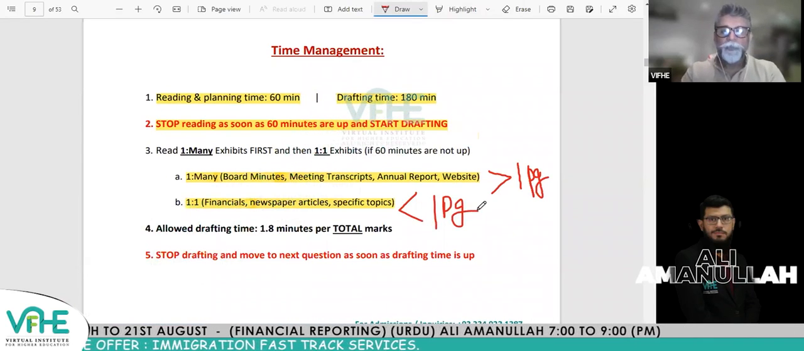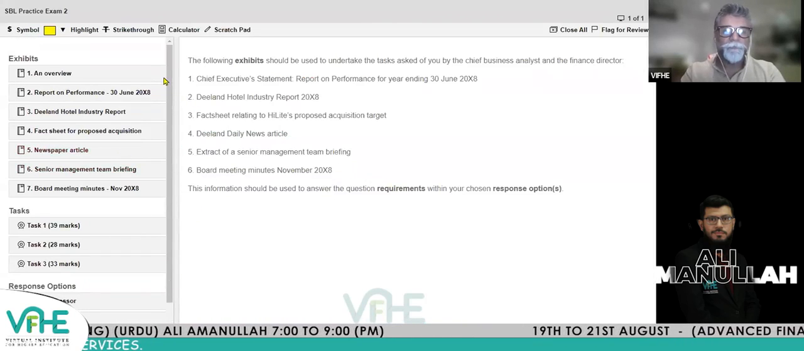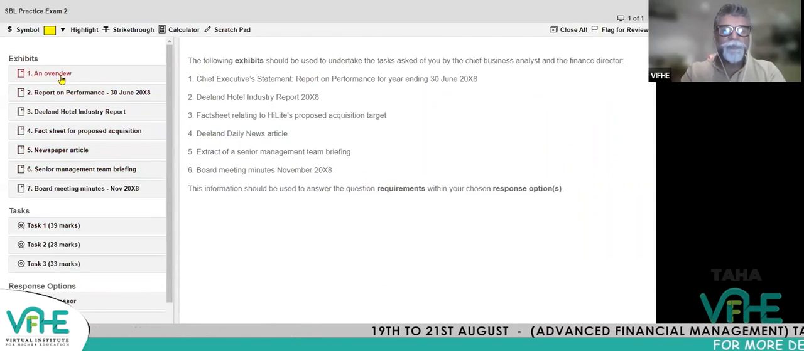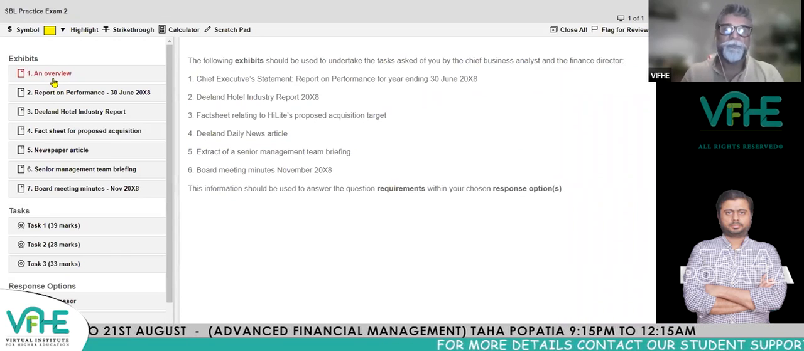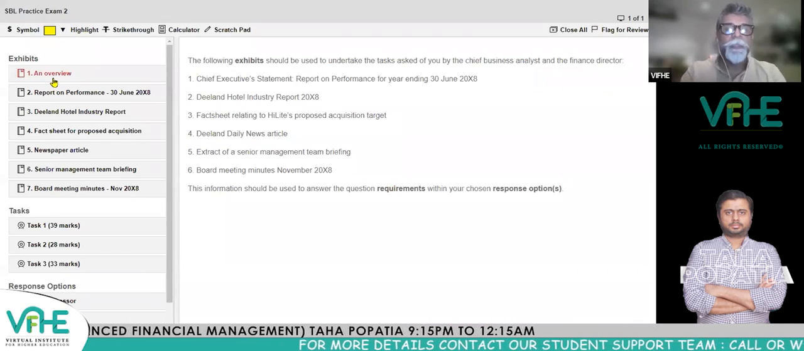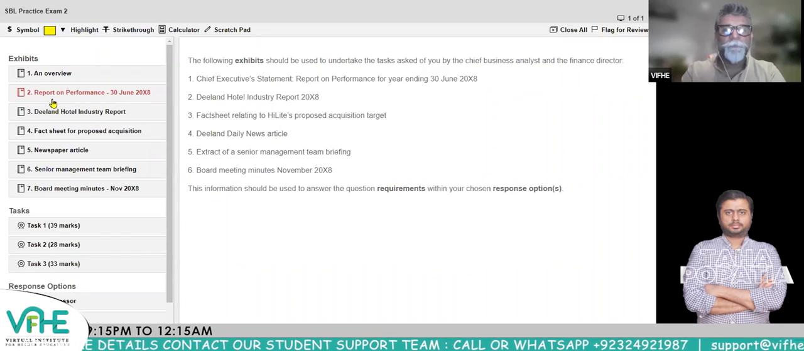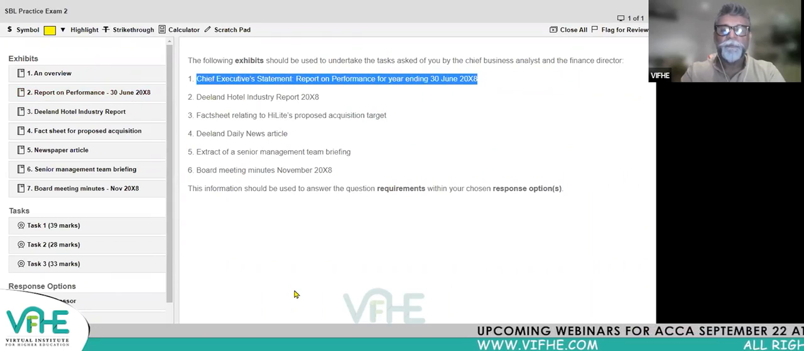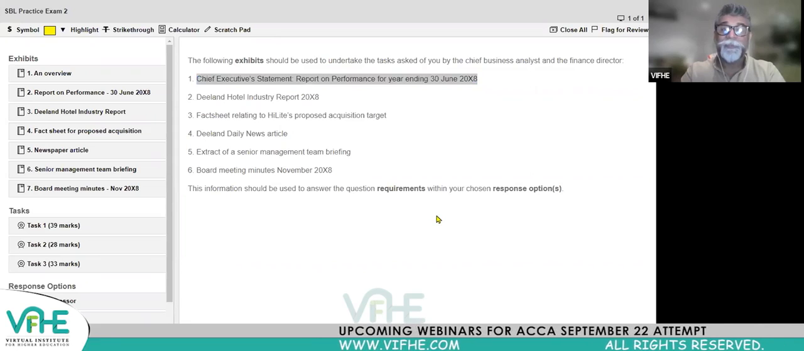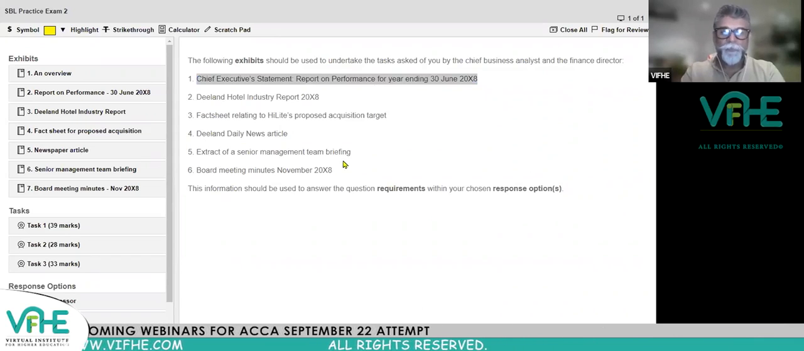Okay, so let's open the same scenario. The first exhibit is an overview. This you have to read because you need to know the background of the entity. Now, can you tell me about the report on performance, 30th June? Can you make a guess? It says CEO's report on performance. Think. It's a CEO report.